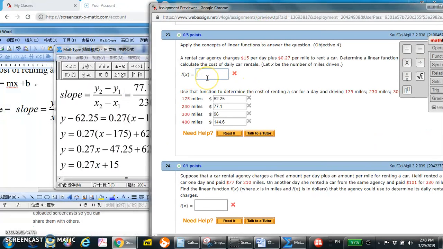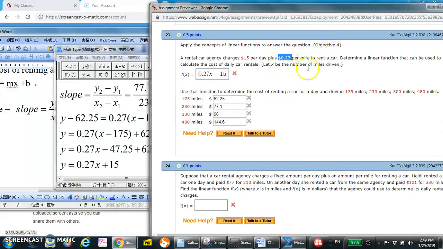So y equals 0.27x plus 15. So here the slope is 0.27. The slope here is equal to this price. So the slope is the unit price. Here it means how much it charges you for every mile. And the $15 is our y-intercept b. Here it means this fixed charge, the $15.